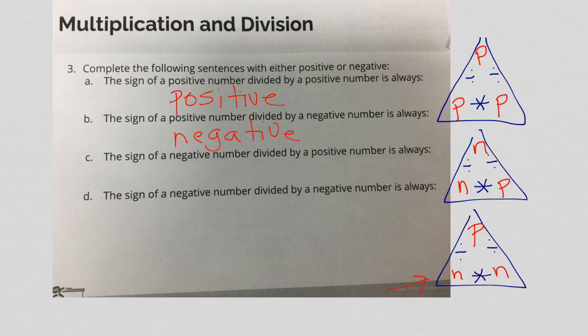The sign of a negative number divided by a positive number is always going to be a negative. That can be seen in the second fact family triangle. And the sign of a negative number divided by a negative number, which is in that same number 2 fact family triangle, is going to be a positive.